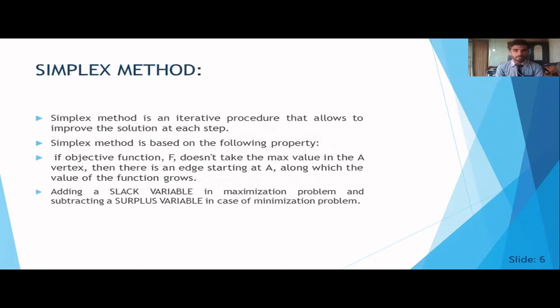The simplex method. A simplex method is an iterative procedure that allows us to improve the solution at each step. The simplex method is based on the following properties. If the objective function f doesn't take a max value at vertex A, then there is an edge starting at A along which the value of the function grows. Add a slack variable in a maximization problem, and subtract a surplus variable in case of a minimization problem.